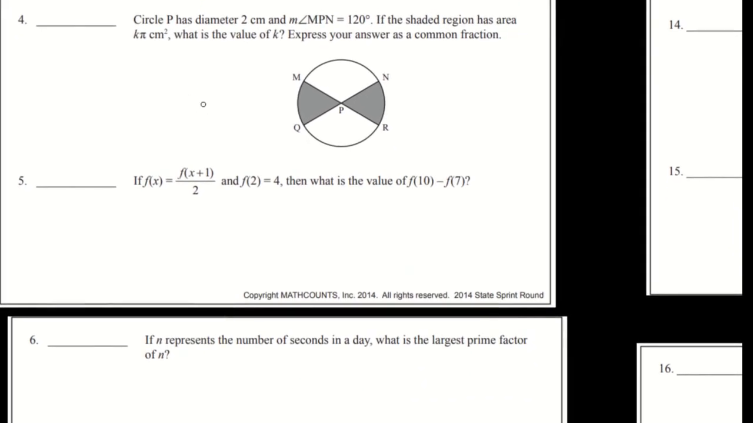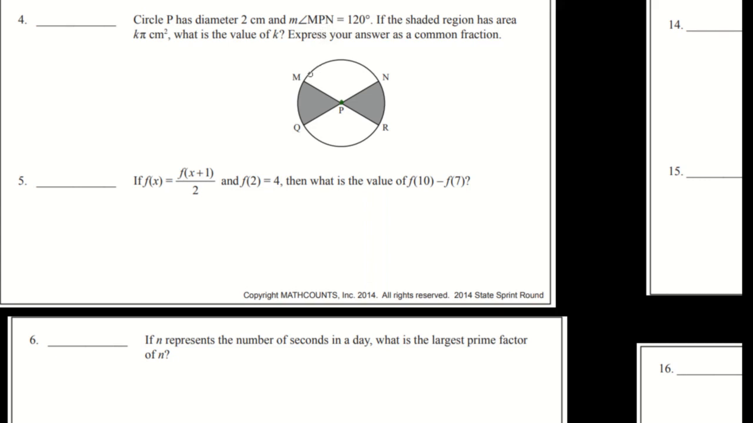This one says circle P has diameter 2 centimeters. I think when they say circle P, that means that P is at the center of the circle. Okay. Circle P has diameter 2 centimeters, and what does this mean? The M bracket thing, or whatever that angle thing is. What does that mean? Do you know what that means? The angle? Yeah, it's the measure of the angle, basically. So the measure of the angle MPN.